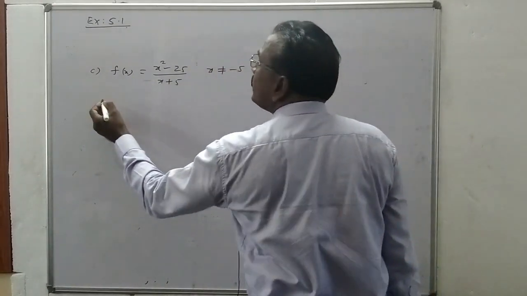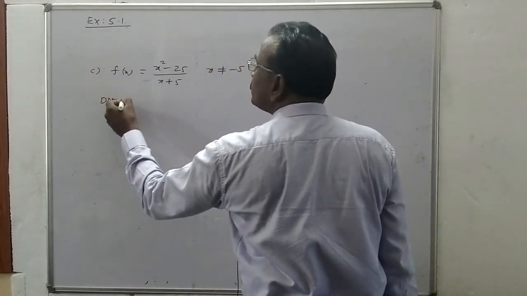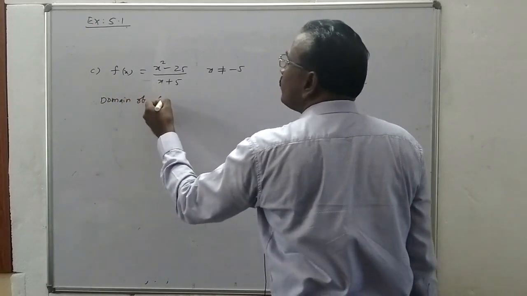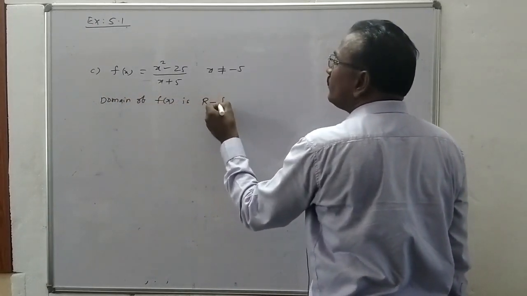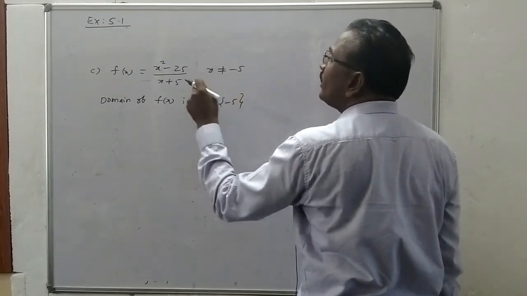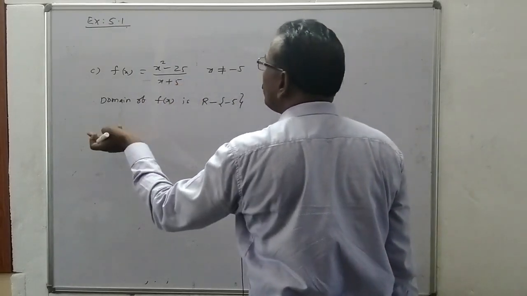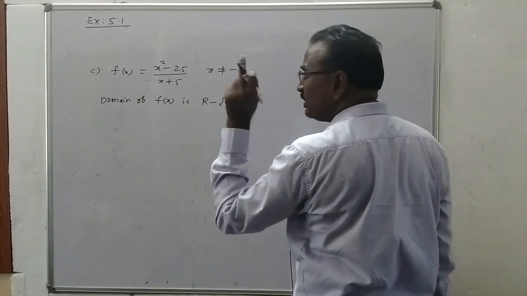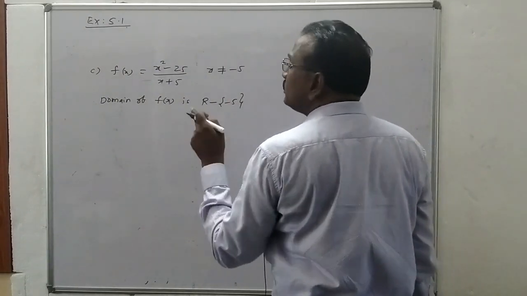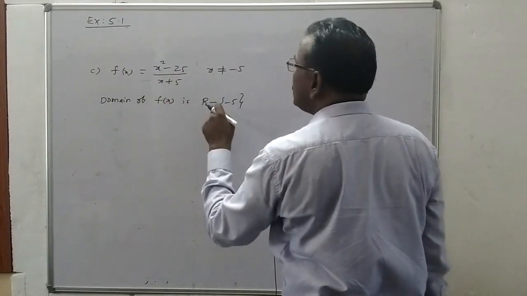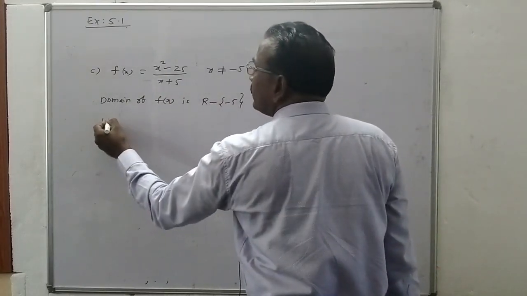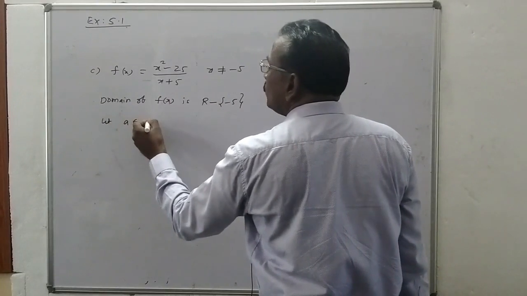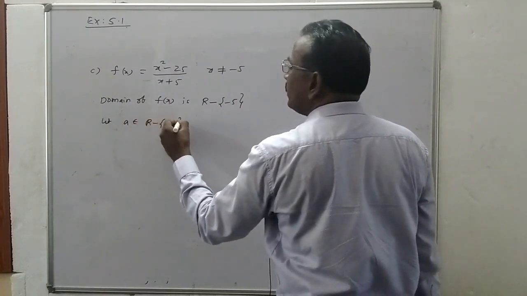Here, what is the domain? The domain of f of x is R minus {minus 5}. At x is equal to minus 5, the denominator is equal to 0, so the function is not defined there; except minus 5, f of x is defined for all real numbers. Therefore the domain of the given function is all real numbers except minus 5. So the letter a belongs to R minus {minus 5} in the given domain.